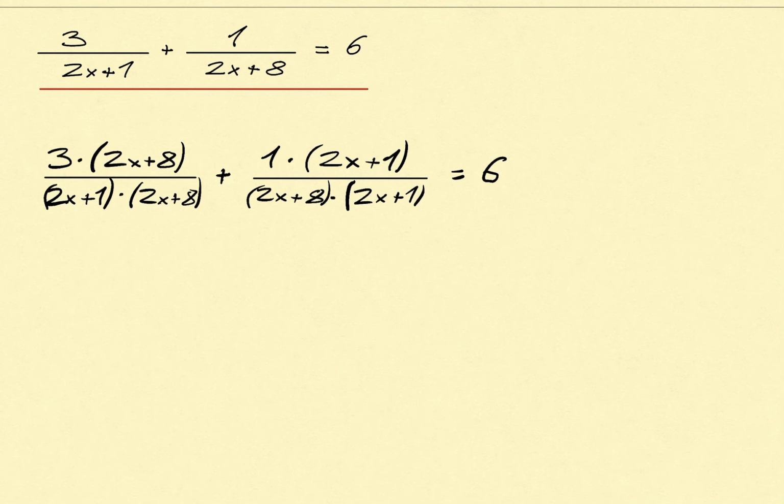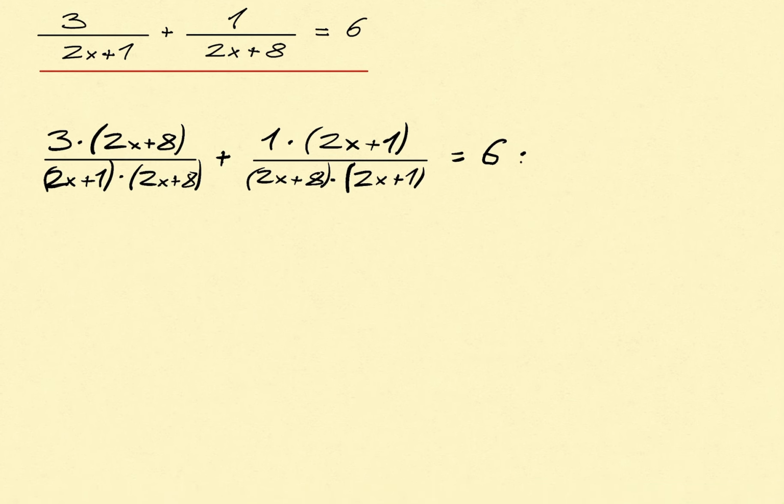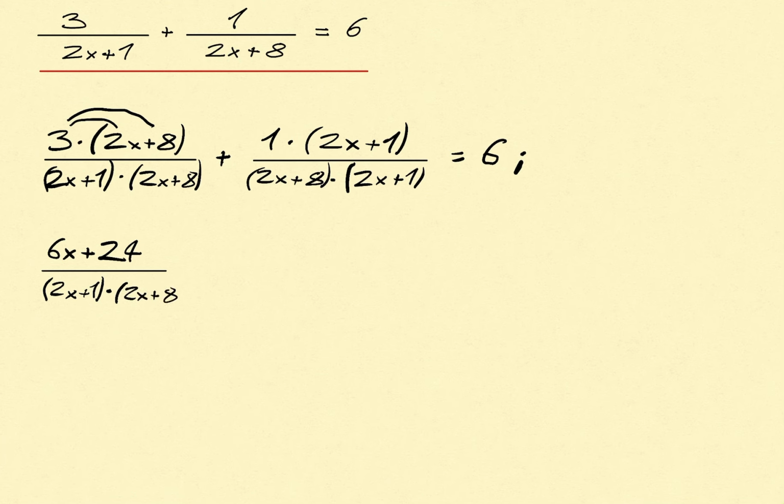Okay, so time to solve now. I'm going to write a semicolon here. And we see how we get 6x plus 24. We just have to expand this. For now, I'm just going to leave it like this. So 2x plus 1 times 2x plus 8. And then plus 1 times this will just be 2x plus 1 over, and let's just write this here.